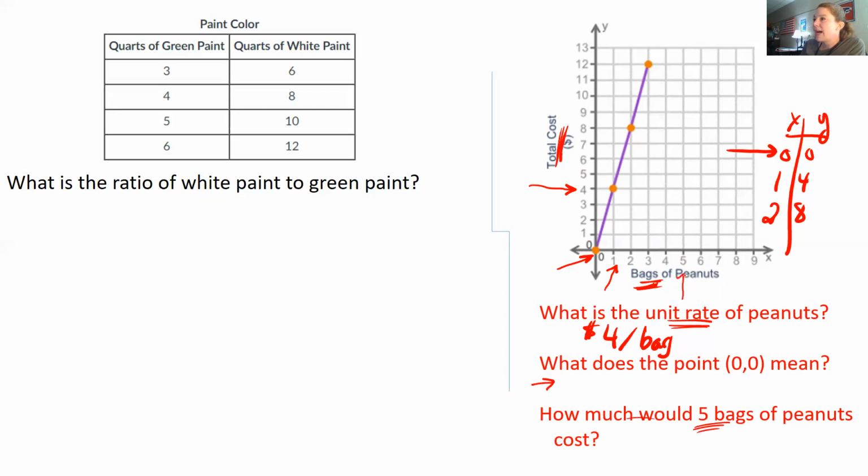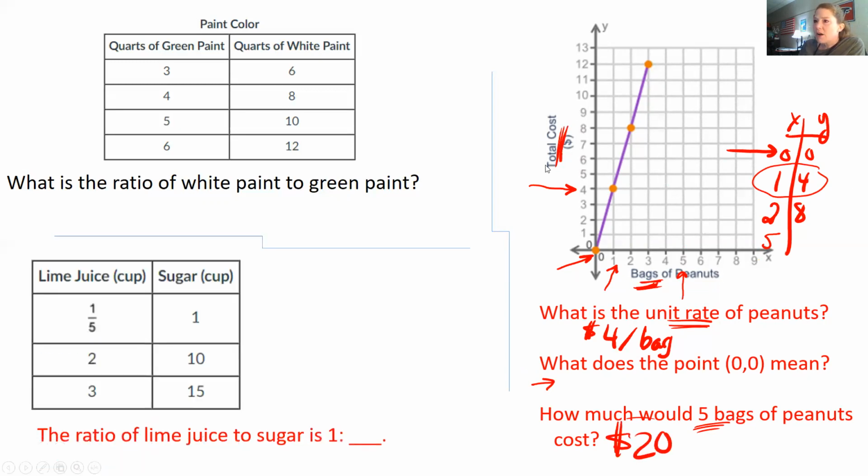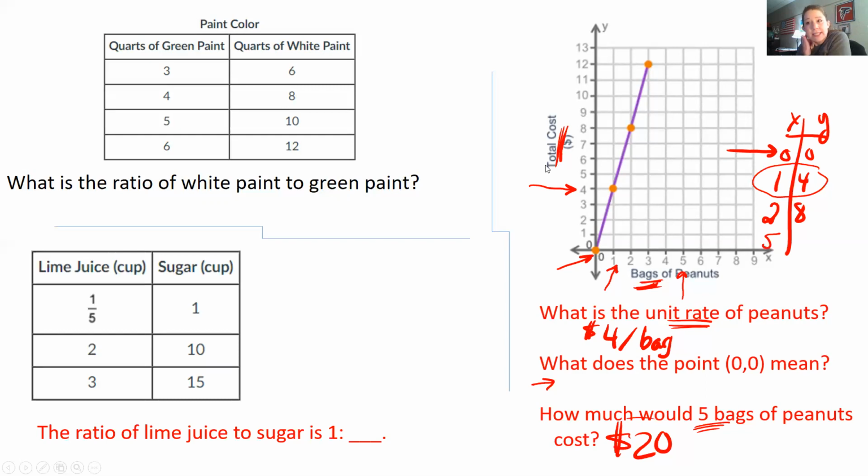And then the final question is, how much would 5 bags of peanuts cost? Well, I see 5 here, but we run out of room on our graph. But since we know our unit rate, we know the answer would be what? Unit rate's 4, so 4 times 5 is 20 bucks.